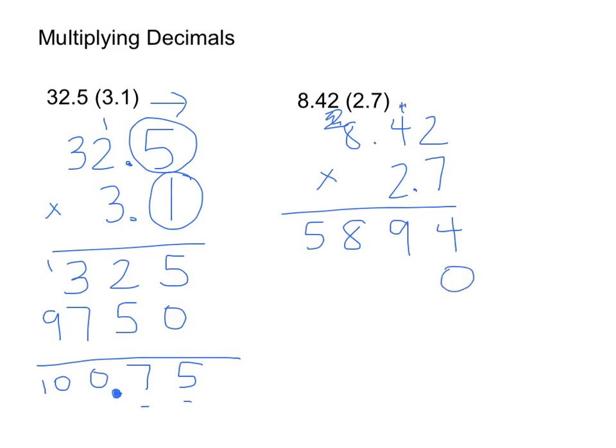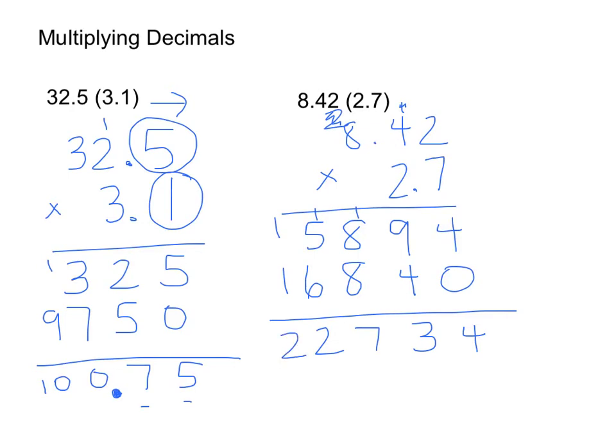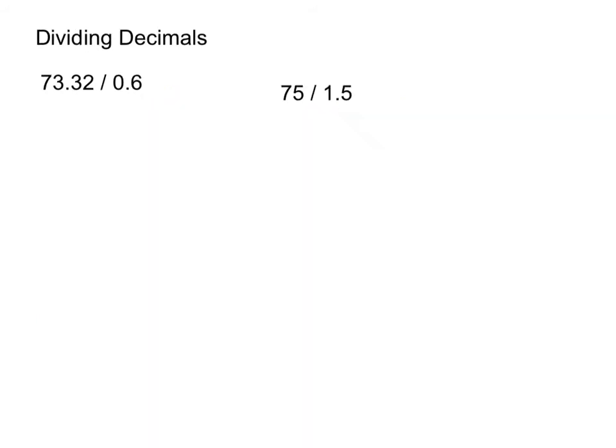Bring down a 0. 2 times 2 is 4. 2 times 4 is 8. 2 times 8 is 16. And I'm going to add 4, 3, carry the 1, 7, carry the 1, 2, carry the 1, 2. All right, I'm going to look up here in my problem, and I notice I have 1, 2, 3 numbers to the right. So I'm going to go down here to my answer. 1, 2, 3 numbers, and there's my decimal point. My answer is 22.734.